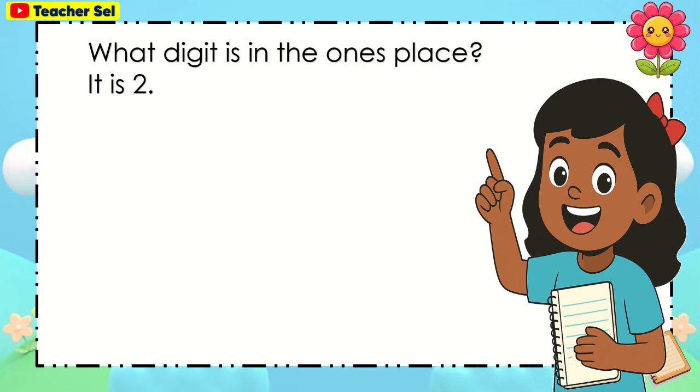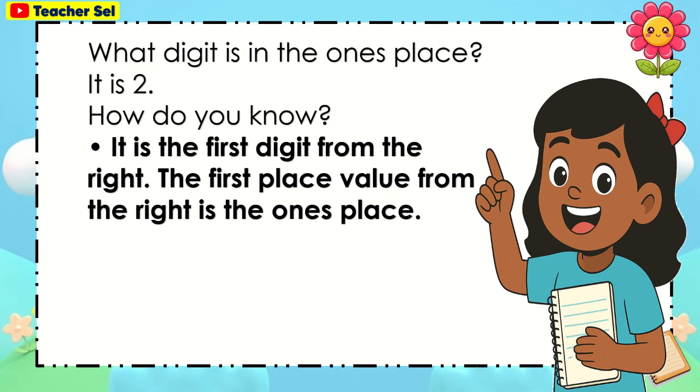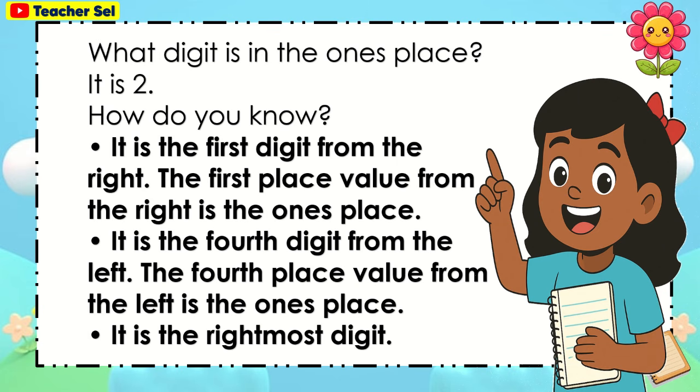What digit is in the ones place? It is 2. How do you know? It is the first digit from the right. The first place value from the right is the ones place. It is the fourth digit from the left. The fourth place value from the left is the ones place. It is the rightmost digit.